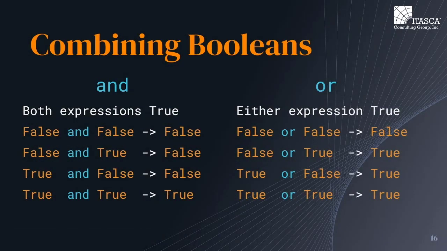Now, it's also possible within Python to combine different Booleans. And there are two main ways to do that, either using the AND keyword or the OR keyword. The AND keyword will evaluate to true if and only if both of the expressions on the left and right are true, and the OR expression will evaluate to true if either expression is true.